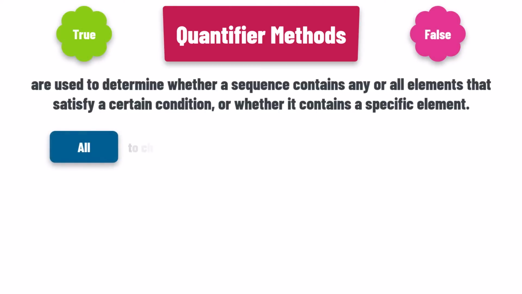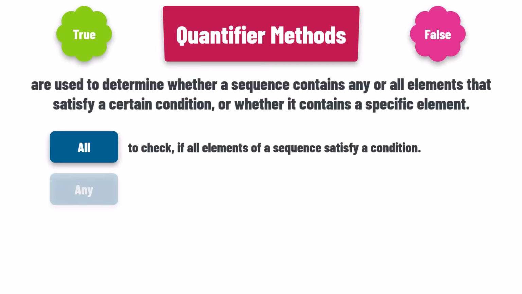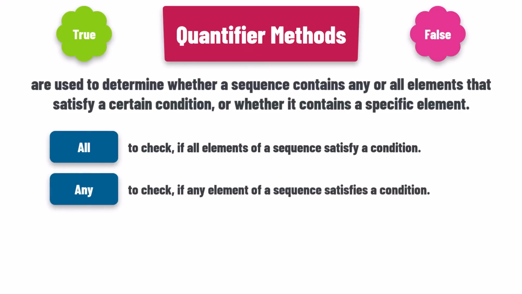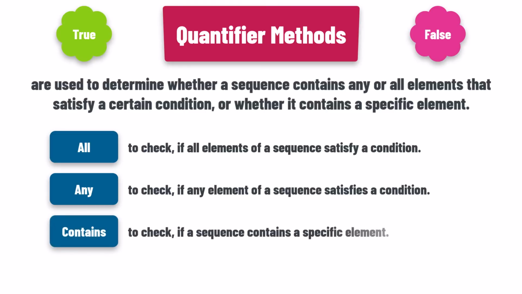All method is used to check if all elements of a sequence satisfy a condition. Any method is used to check if any element of a sequence satisfies a condition. Contains method is used to check if a sequence contains a specific element.